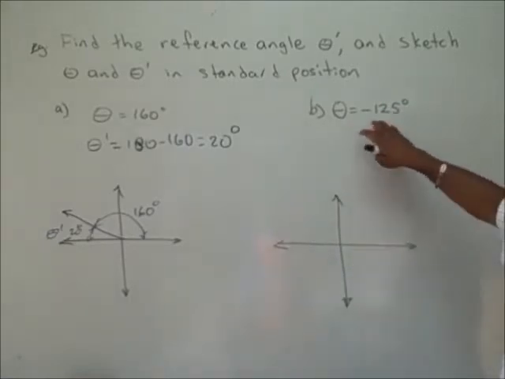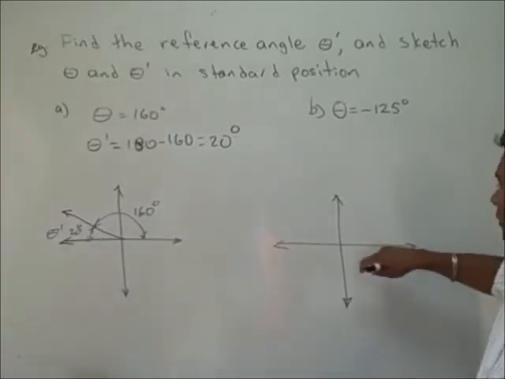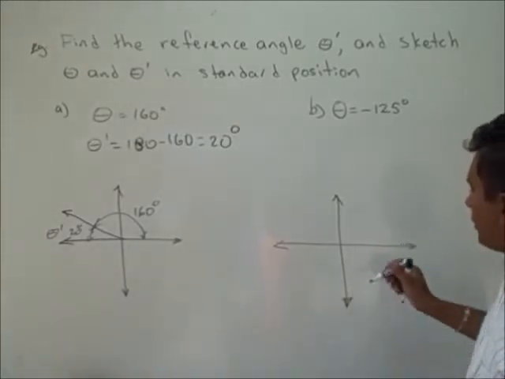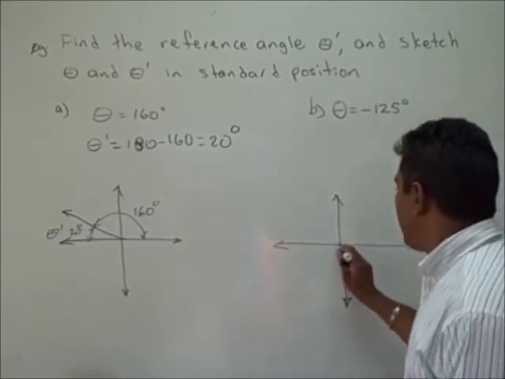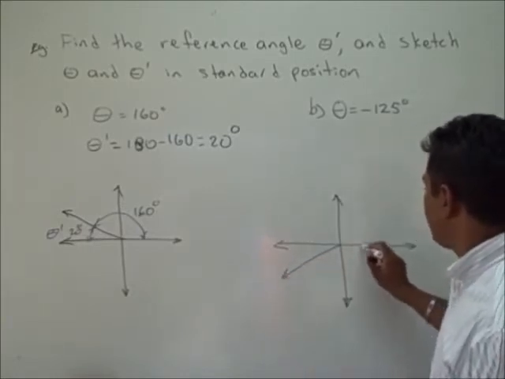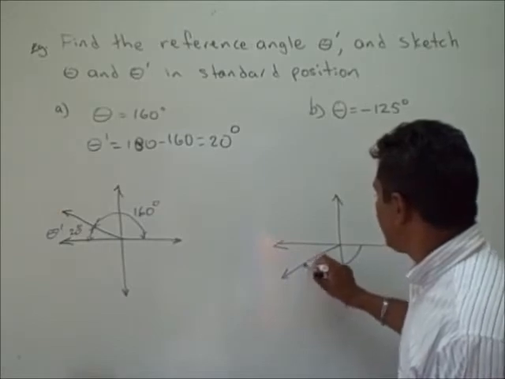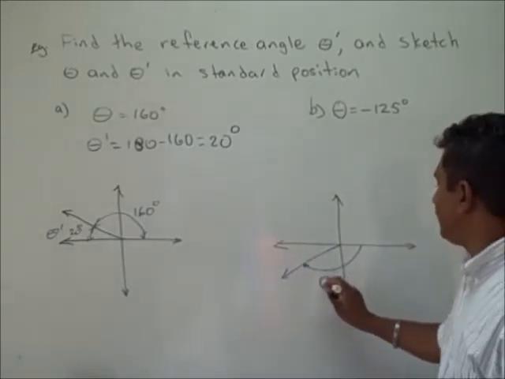In this example, we have negative 125 degrees. That means our angle is being measured in a clockwise direction, this way, which means our angle is actually in our third quadrant, go in this direction. So here we have theta.